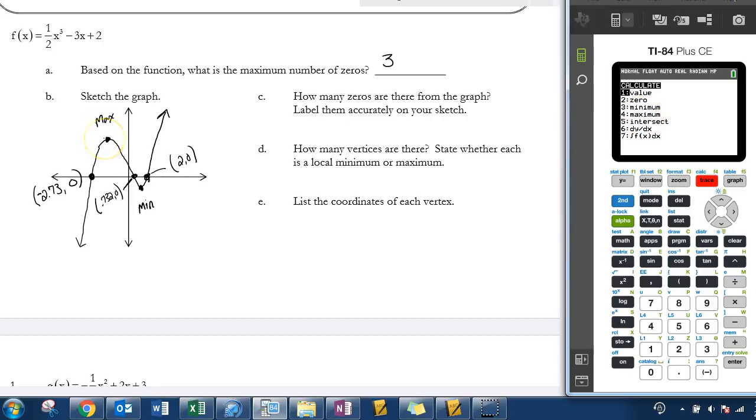I want the maximum. That's number 4. I can scroll down to 4 or just select 4. Left bound. I have to go to the left of that maximum. If I choose maximum and try to find this minimum, it's not going to get me the minimum. It's going to get me a different point. It's going to get me actually one of these boundaries, whichever one has a higher y value.